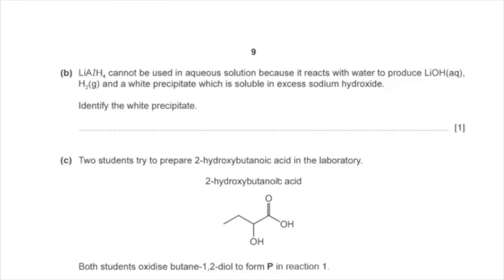Part B, LiAlH4 cannot be used in aqueous solution because it reacts with water to form LiOH. So LiAlH4 reacts with water to form lithium hydroxide plus hydrogen and a white precipitate which is soluble in excess sodium hydroxide. So this could be aluminum hydroxide. Identify the white precipitate, so it's aluminum hydroxide.